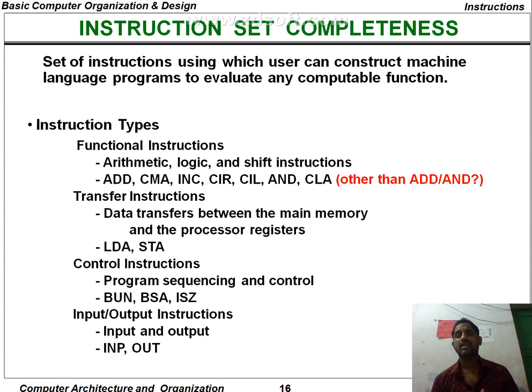Whenever we perform an operation on the computer, we can use different types of instructions or different types of symbolic codes. When using symbolic codes, the data will be transferred or loaded to perform the input output operations. Likewise, we have the different types of instructions: functional, transfer, control, and input output instructions.